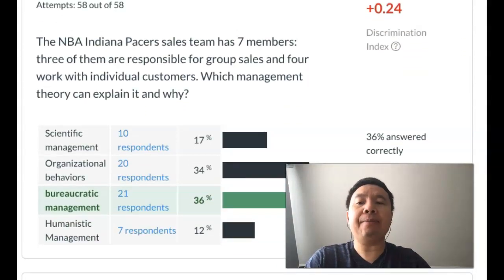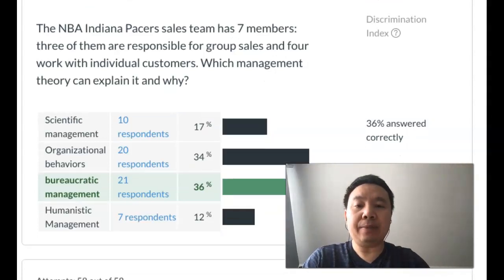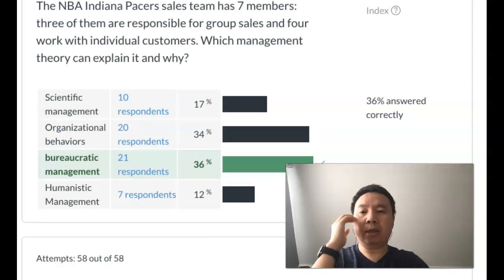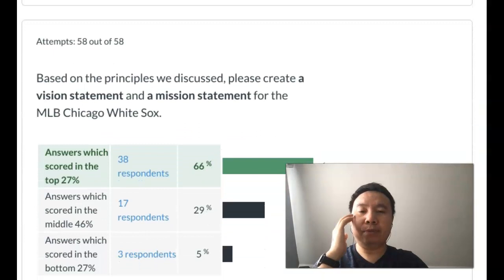Next question. This NBA Indiana Pacers sales team has 7 members, 3 of them responsible for group sales and 4 of them responsible for selling tickets to individual customers. Which management theory can explain it and why? Right, the answer is also bureaucratic management. Why? From this example, everyone has a clear understanding of what they need to do. So they have task specifications, which is the first principle when we discuss the bureaucratic management theory, right? So this is question 6.